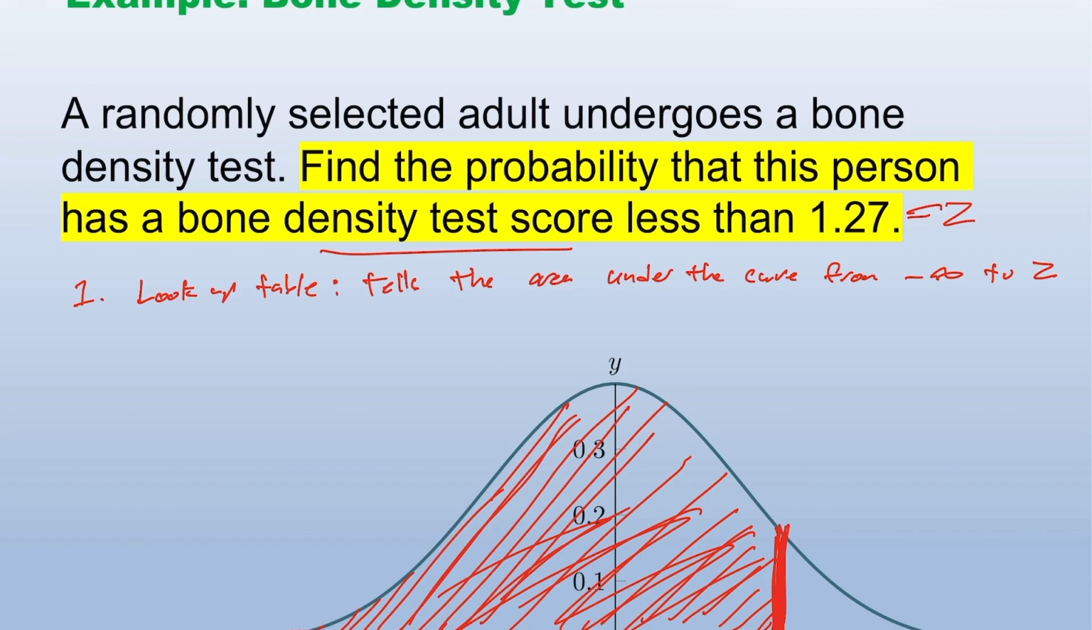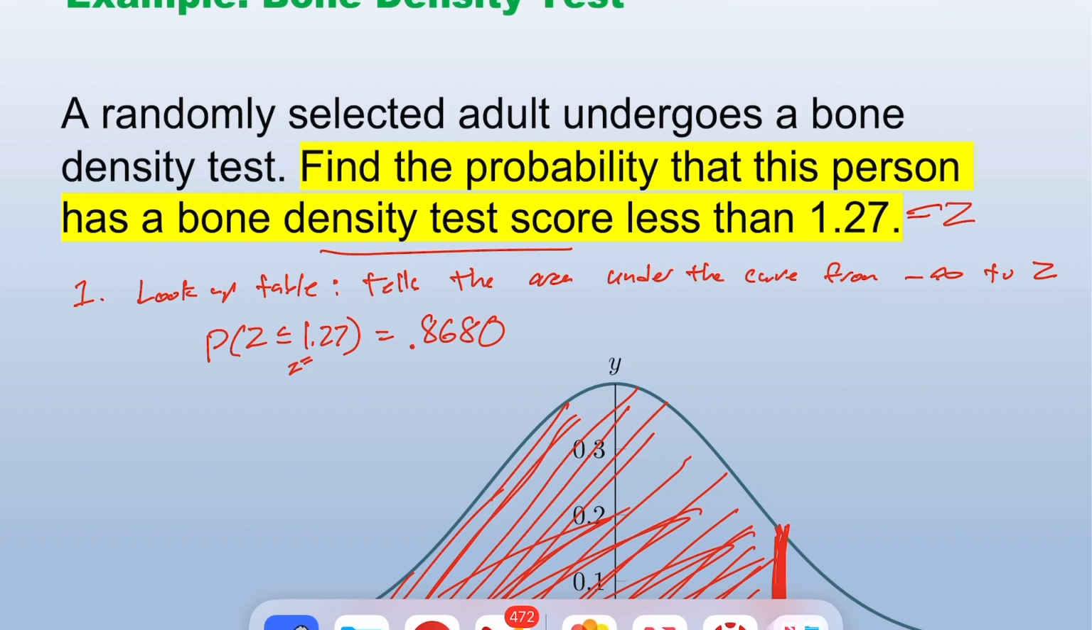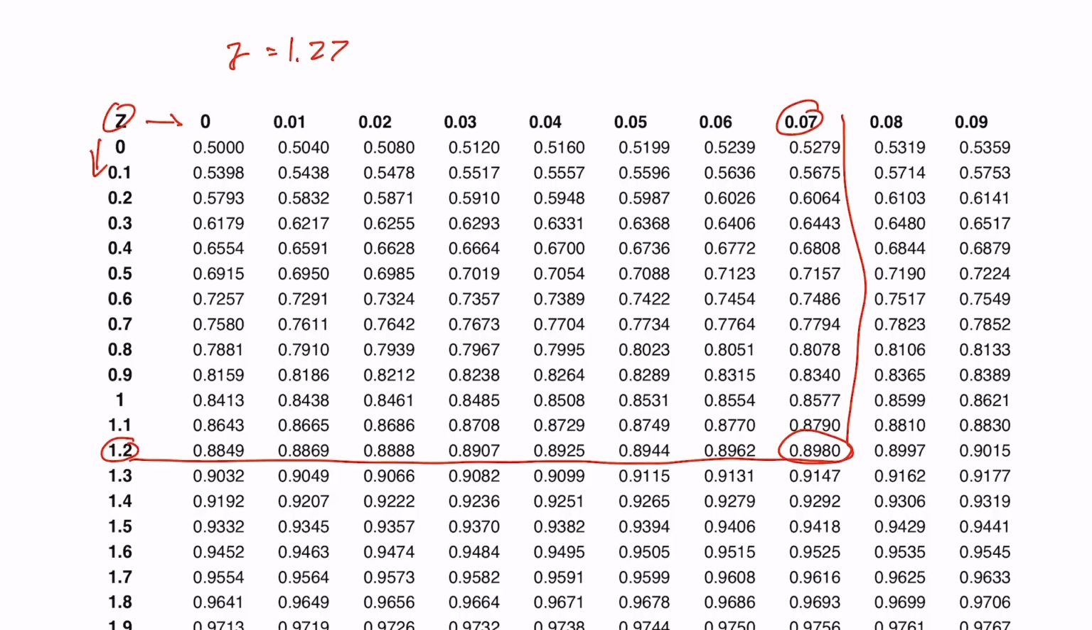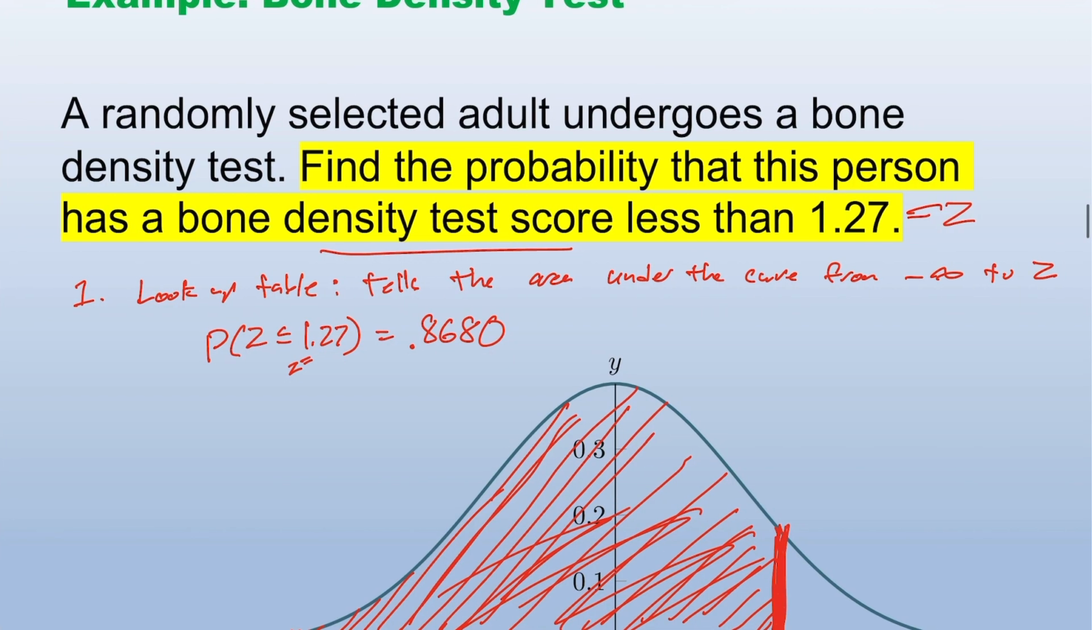And so the table tells me that the probability of big Z being less than or equal to 1.27, my little z, is probability equals area, 0.8980. At least I think that's what it was. Let me just go back and verify that. No, it was 89. Okay, very good. And so that's my probability. So I use the table.